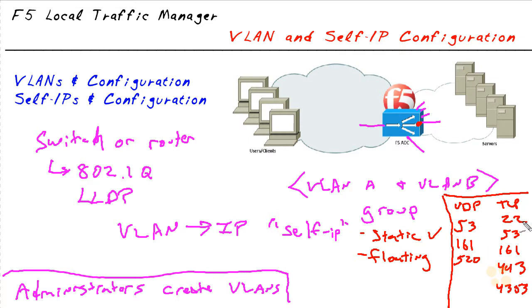TCP, we have 22, which is SSH, 53, which is also going to be for DNS, usually my zone transfers, 161, my SNMP or my traps, 443 will be web-based, so SSL web. Now 4353 is a specific iQuery language. So that's more of an F5 specific thing. But these are, like I said, what is enabled by default on there.